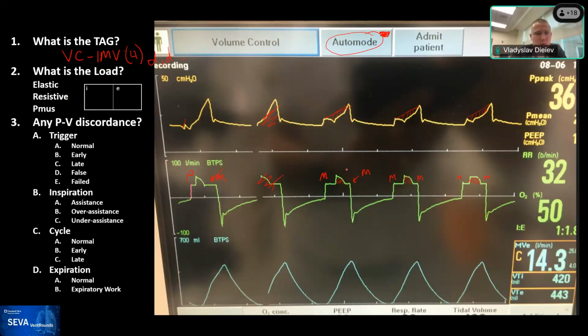Okay, well, let's move on to how the patient reacts to this mode. So what is the actual load? Let's start with inspiration. Actually, why doesn't everybody think about it and post what's the load during inspiration and what's the load during expiration at the same time. Go ahead, post your answers in the chat. Options are elastic, resistive, or PMUS, which represents patient effort.